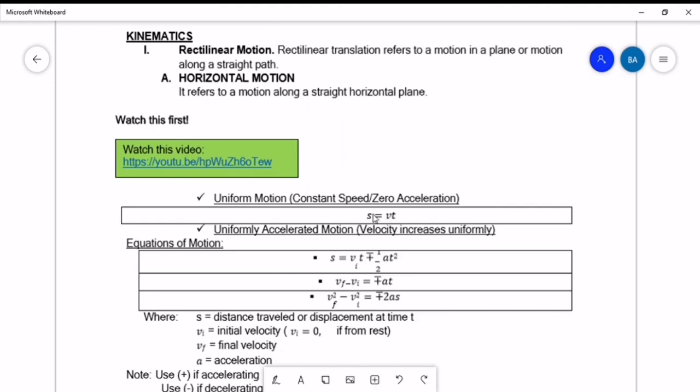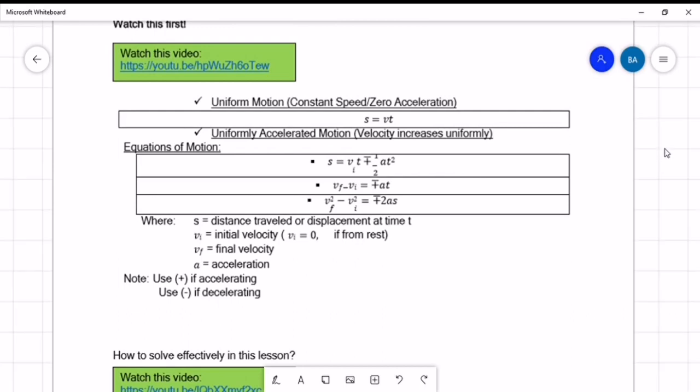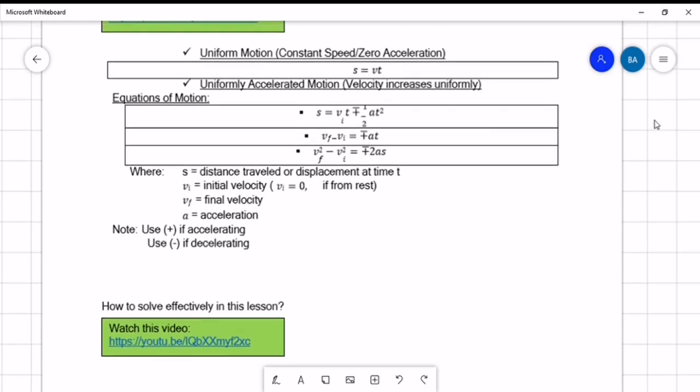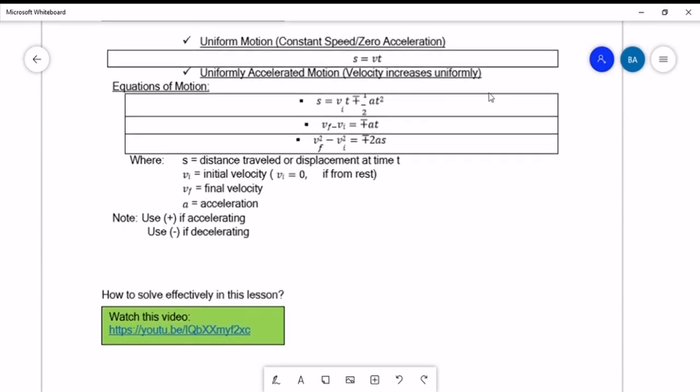Again, please take note that distance and displacement are the same in unit, but they are different in terms of quantity. So at this point, there is also what we call a uniformly accelerated motion, in which the velocity increases uniformly. The equations that we will be using here are three equations.